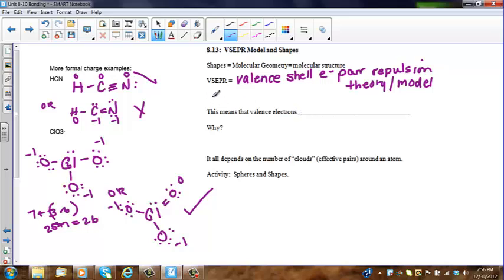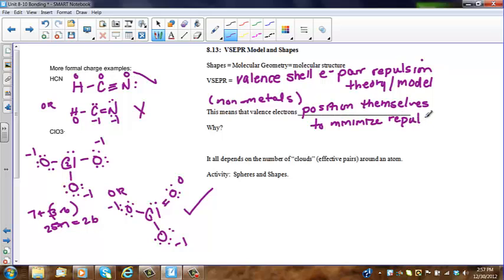Now, remember that this only has to do with nonmetals. Okay, so we're only talking about covalently bonded compounds at this point. And this means that valence electrons position themselves to minimize repulsions or repulsion of electron pairs.